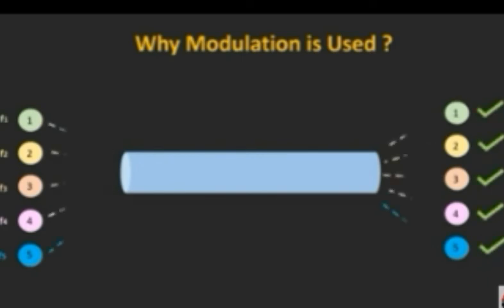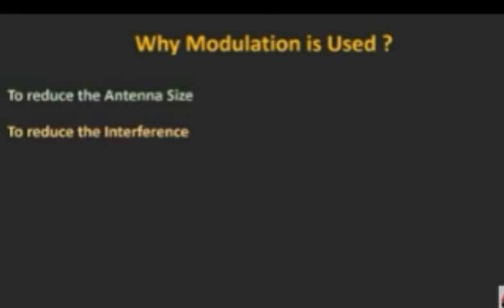So using modulation the interference can be reduced, and at the same time multiplexing of the different signals is also possible. The example which I showed you earlier is an example of frequency division multiplexing, where the different message signals are modulated at different carrier frequencies, and because of that they can be transmitted simultaneously. So these are some of the important aspects of why modulation is used in communication.